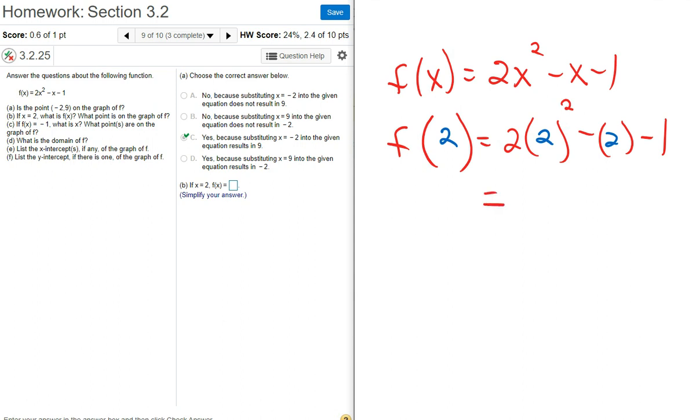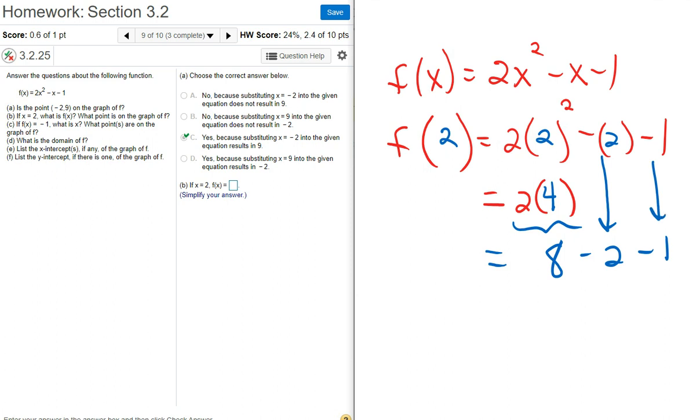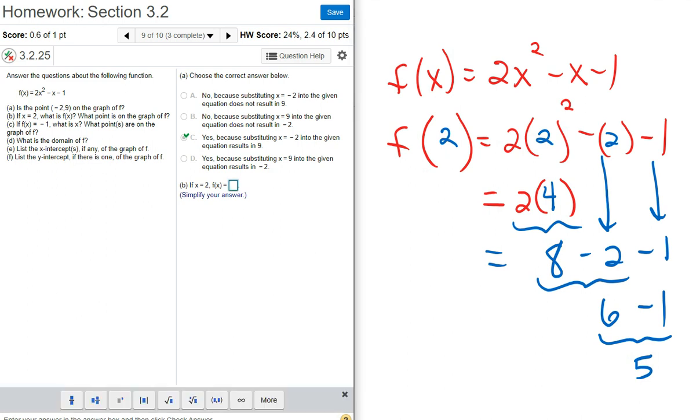So when I do that, this is going to be 2 times 2 to the second, which is 4. And then I'll do the multiplication next. 2 times 4 is 8. And then subtracting 2 and subtracting 1, those are still there. And then just do it left to right. 8 minus 2 is 6. 6 minus 1 is 5. So the answer that goes in this box right here is 5.